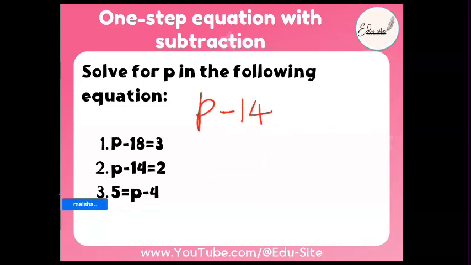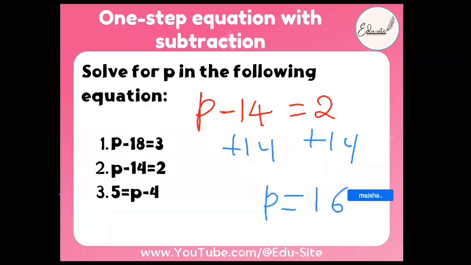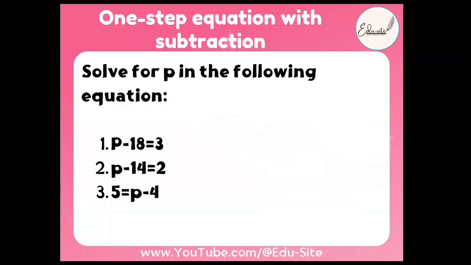P minus 14 is equal to 2. How will you solve this down? We would do plus 14 and plus 14. Excellent, excellent. P equals 16, and that's positive 16. Excellent, beta. The next question.